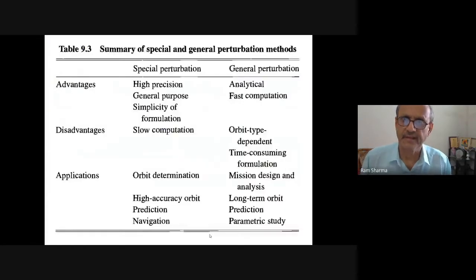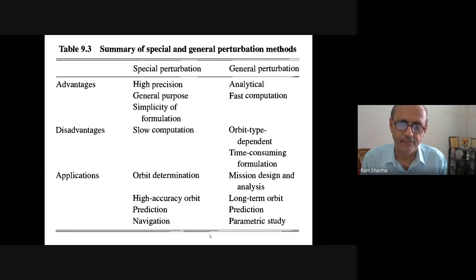Now, summary of the special and general perturbation methods. What are the advantages of the special perturbation? High precision, because Cowell's method gives the best solution, provided you use a good numerical integrator, and it is general purpose. Simplicity of formulation. And the disadvantage is slow computation. And the application is in orbit determination, because now we look for millimeter kind of accuracy or even less than that. So we cannot afford to lose the accuracy of the orbit. So we have to find a very accurate orbit. So for that, we use this at times.